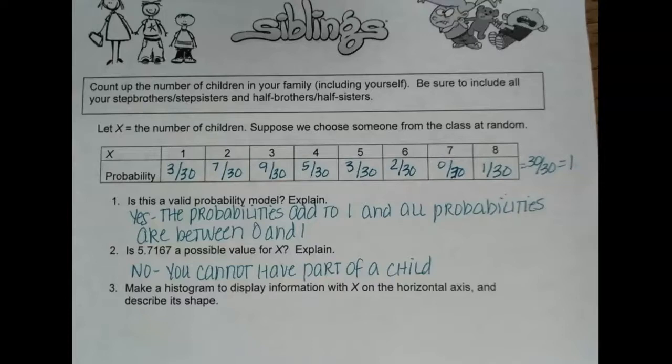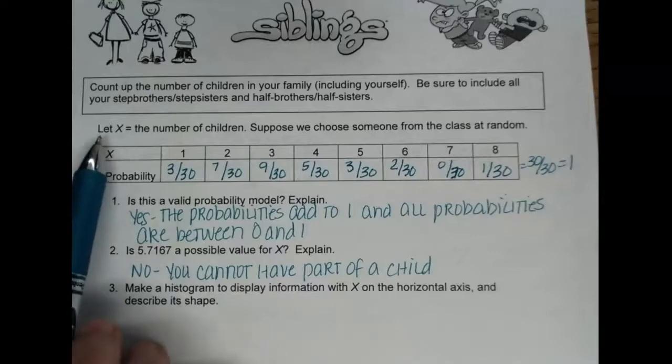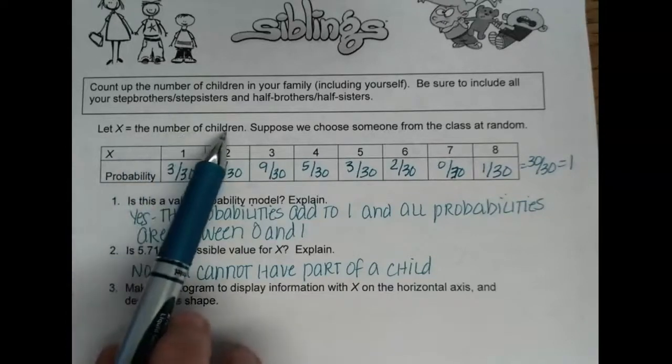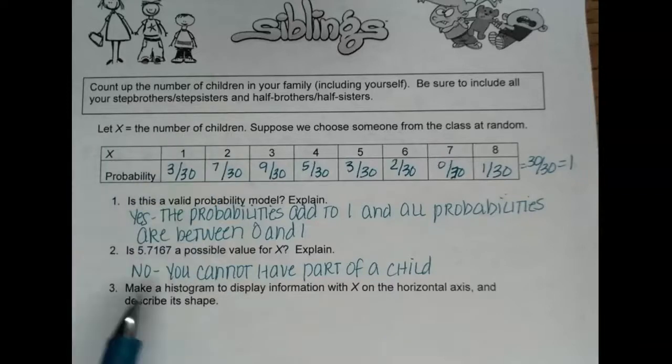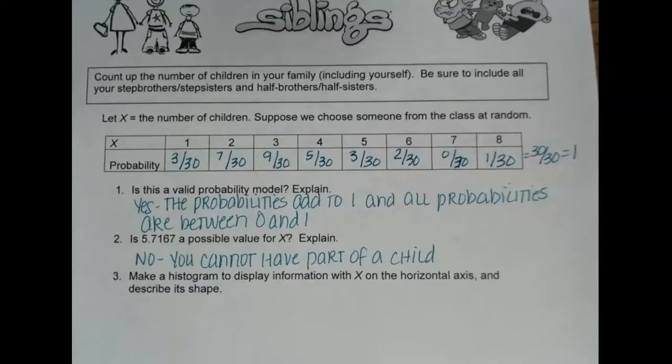Is 5.7167 a possible value for x? So they say right here, let x equal the number of children. Okay, so they're saying the variable x is the number of children. Can you have 5.7167 children? You cannot. No partial children, so that is not a possible value for our variable.